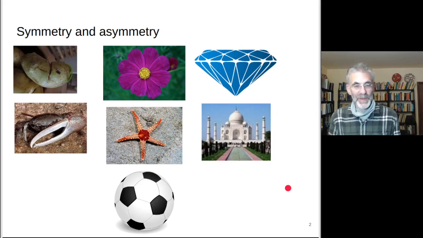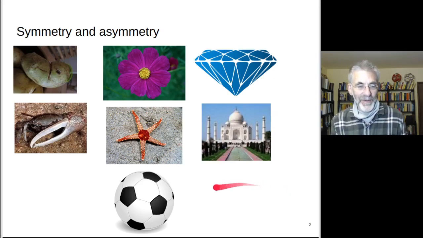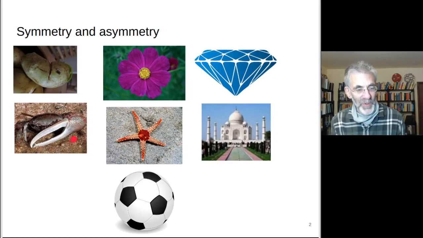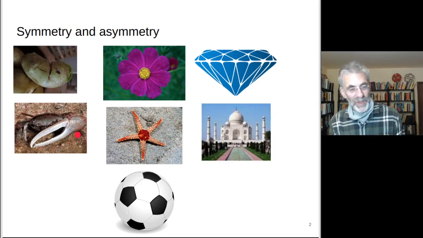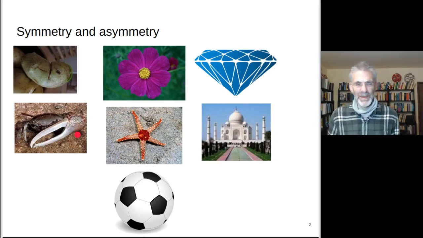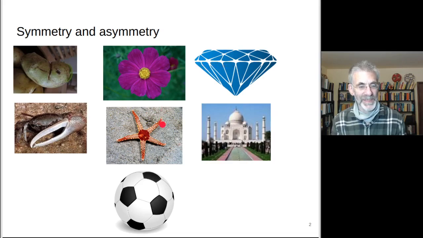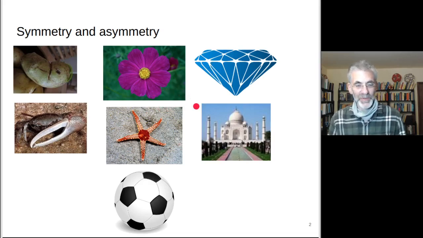So group theory is really the study of symmetry, and symmetry is very closely related to whether objects look beautiful or not. So here are some examples of objects, some of which are symmetric and some of which are not. Down here there's some sort of crab, one of whose claws is much bigger than the other, so it's unsymmetric, and this is kind of a bit disconcerting. On the right here we have various symmetric objects such as flowers and diamonds, all of which look rather pretty.